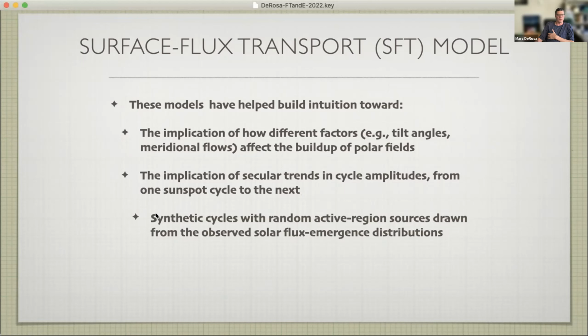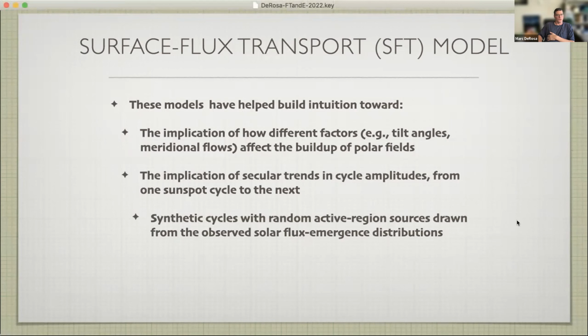And so what I'm going to show you are the results of some synthetic cycles where I used, if you remember the distribution that I showed earlier of active region emergence, basically I'm just drawing emergent bipoles from that distribution and sticking them into the model and seeing what happens. And I've done this for a bunch of different models just to see what happens.